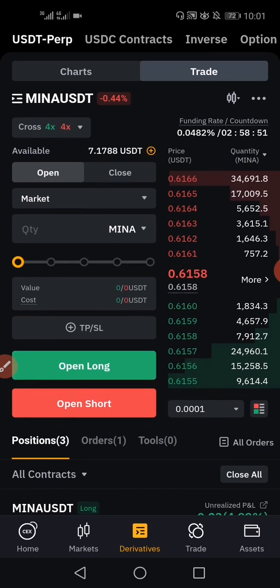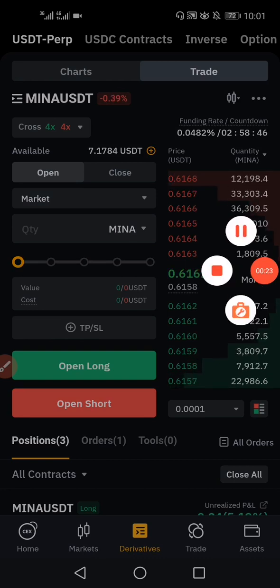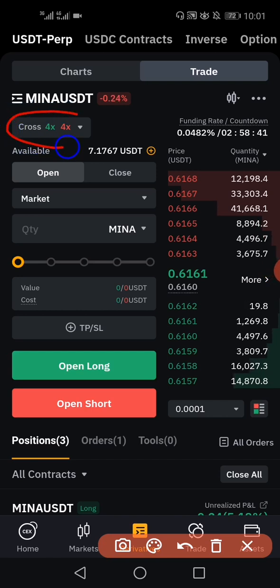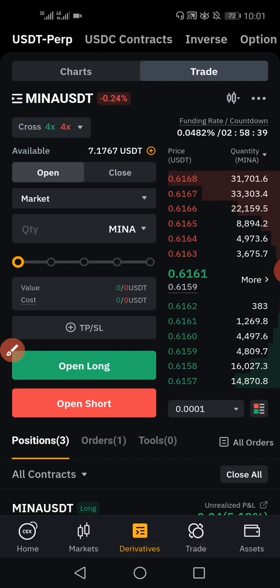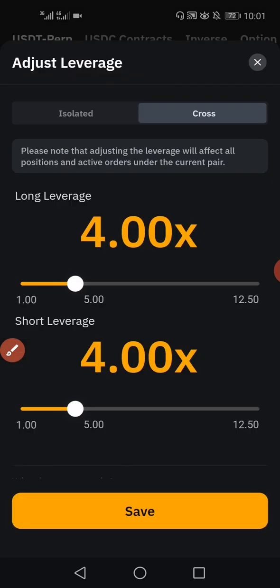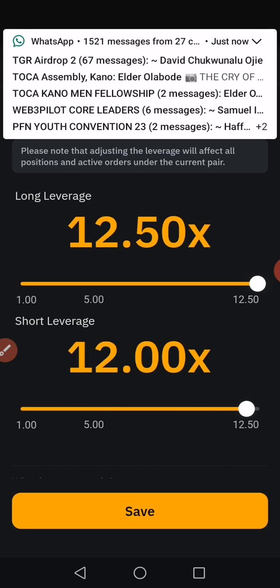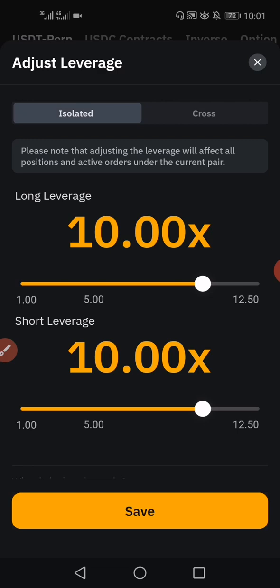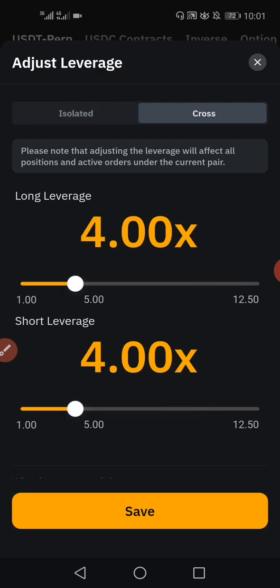From the top here, what we have is the margin mode. If I click on it, you see this is isolated, this is cross. I've talked about margin mode in that previous video. Now if you drag it, this is 12.5x, that's the highest for cross margin. The same thing for isolated is up to 10x, the highest. But it's on cross for now. So that's about margin.